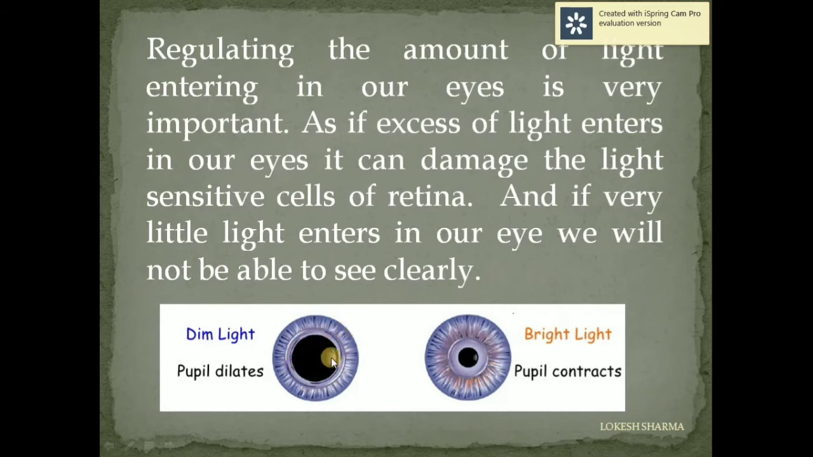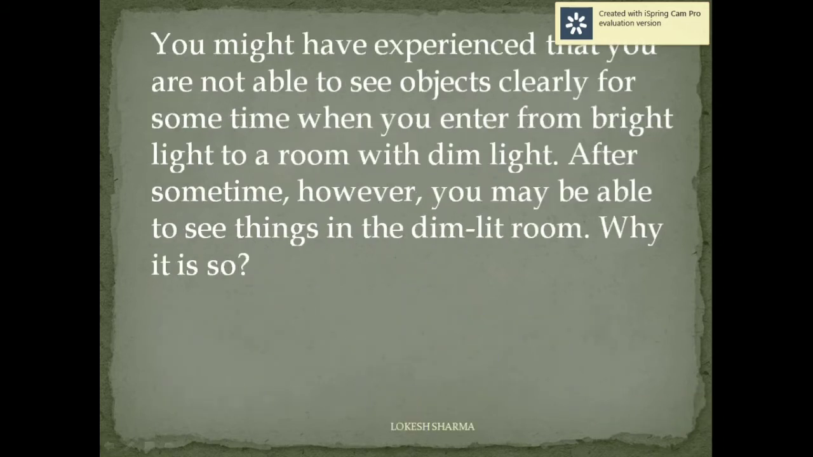In the image on our left hand side, the pupil is in a dilated condition when it is in dim light, to allow maximum light to enter our eyes, and when we are in bright light, the pupil contracts to allow only sufficient light to enter our eyes. You might have experienced that you are not able to see objects clearly for some time when you enter from bright light into a room with dim light.